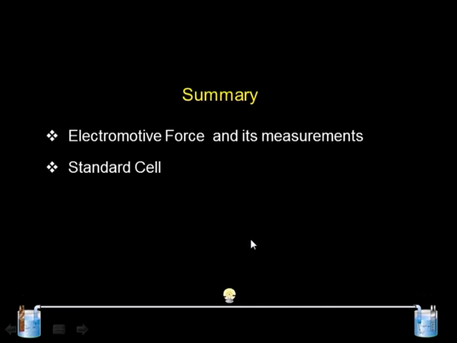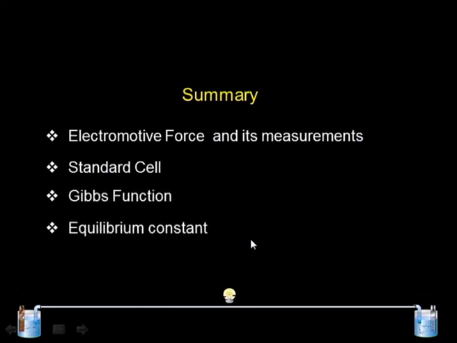Now, to summarize today's lecture, we have talked about electromotive force and its measurement using a potentiometer. Standard cell, we talked about the standard Weston cadmium cell, Gibbs function, and equilibrium constant. In the next lecture, we will talk about application of electrochemistry in pH and buffer solutions.